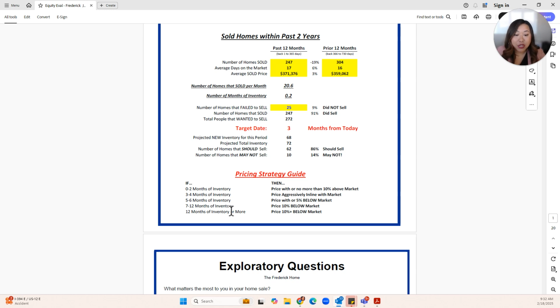So when we're at 0 to 2 months, we know that we can be priced at or no more than 10% above market at the extreme. When you have more than 12 months of inventory, you know that you have to price almost 10% to 12% below the market if you want to be able to beat the competition. So I do want to note that this equity evaluation is a slightly older one, just for client confidentiality. I wanted to make sure that I wasn't pulling anything super recent. So, mind you, that's why the numbers look the way they do.